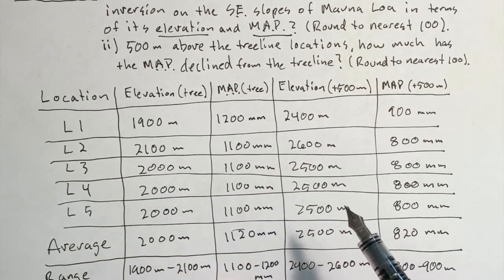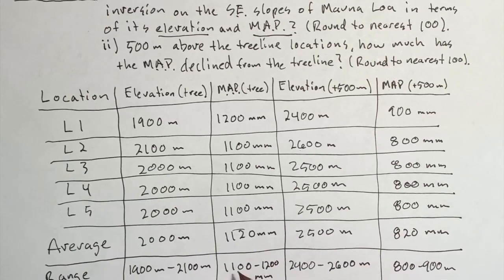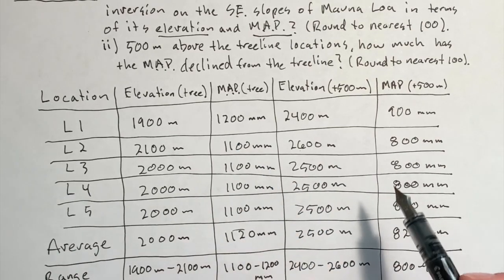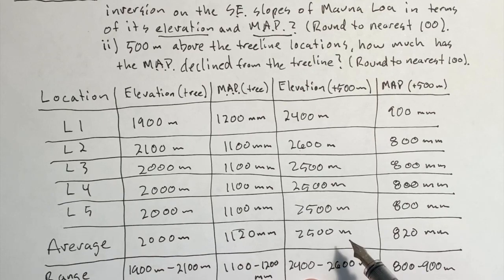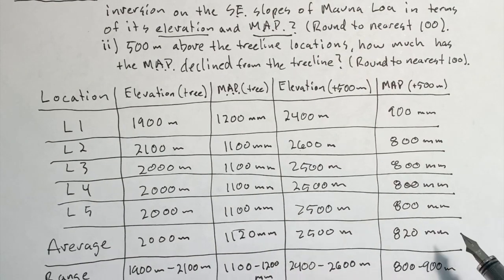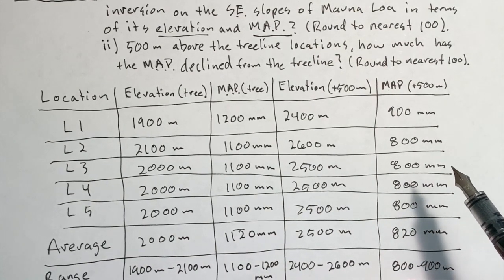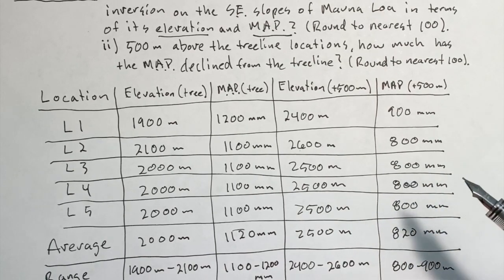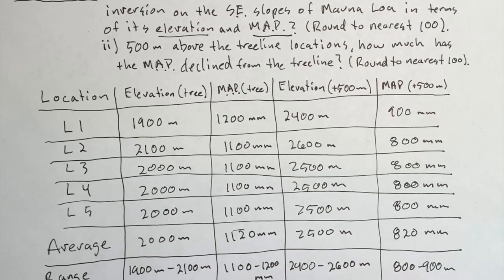Our range in terms of mean annual precipitation is between 1,100 and 1,200 millimeters, our lowest versus our highest. Our range for the elevation 500 meters above the tree line is between 2,400 and 2,600 meters. And our range between the highest and the lowest mean annual precipitation 500 meters above our tree line is between 800 and 900 millimeters.